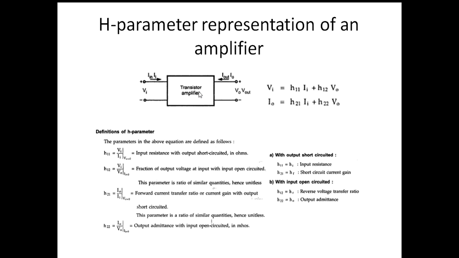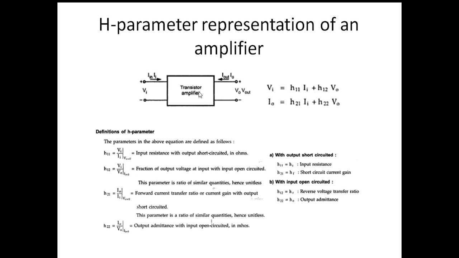Here H12 is defined as Vi by Vo. This is reverse voltage gain, HR, defined when the input is open circuited. H21 is the ratio of IO by II when VO is 0, that is, when the output is short circuited. So this is forward current gain, HF.